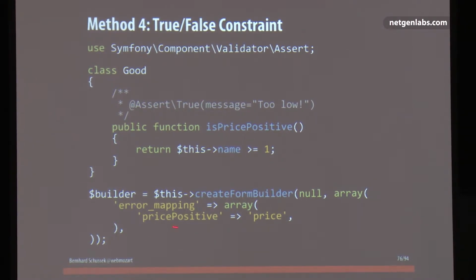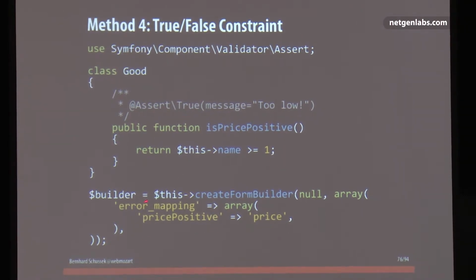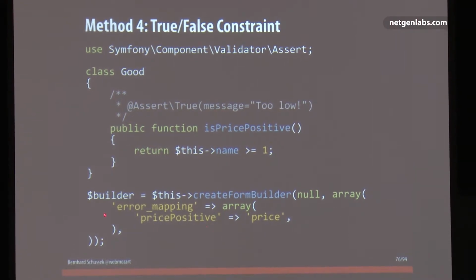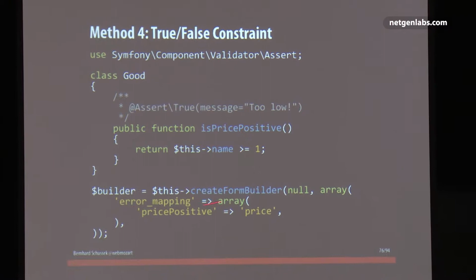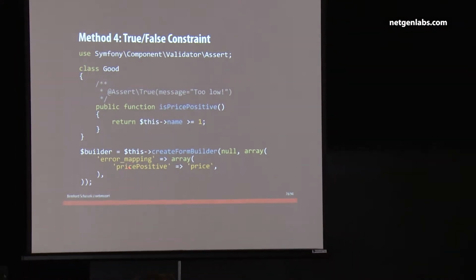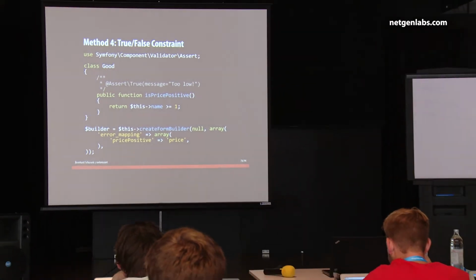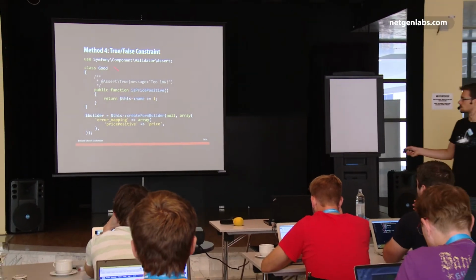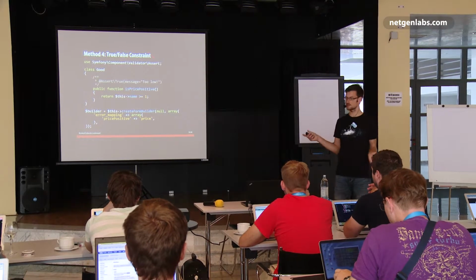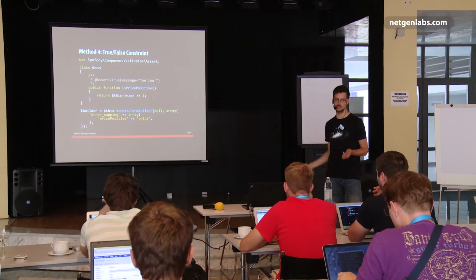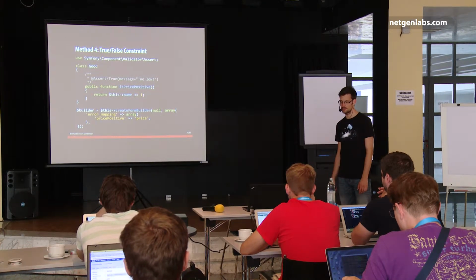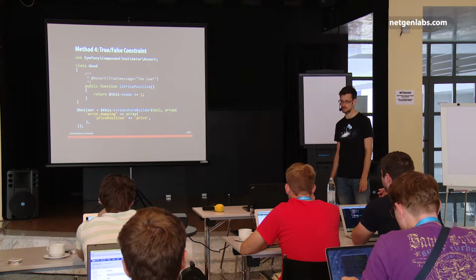But if you want to display this error for the price positive field at some specific field, like the price field, then you can pass the error mapping option to your form builder and map errors from price positive to the field price. So, on the one hand, this true-false constraint is very simple, but on the other hand, you need to do this error mapping, which kind of eliminates the positive sides.